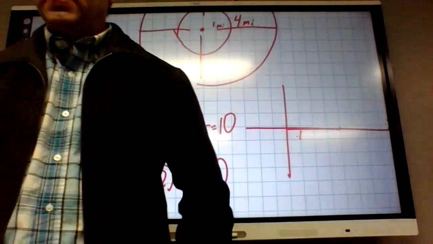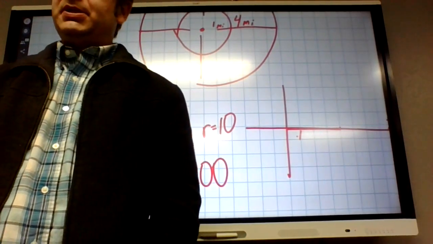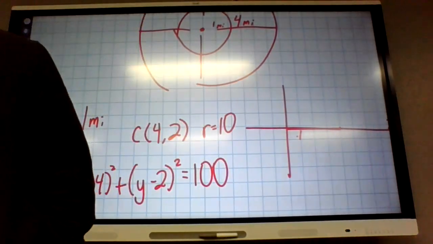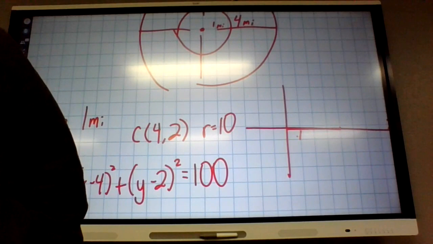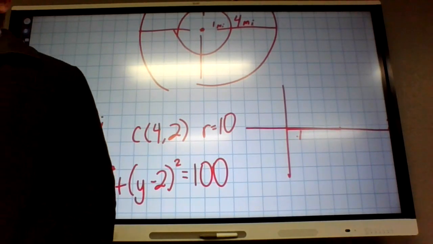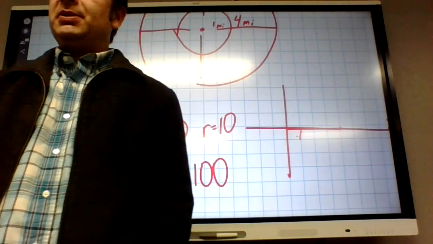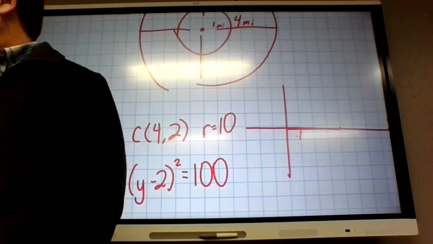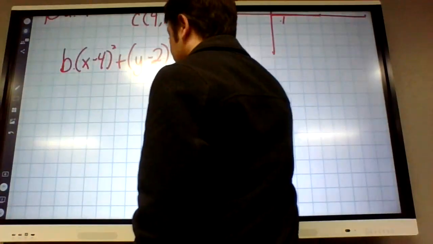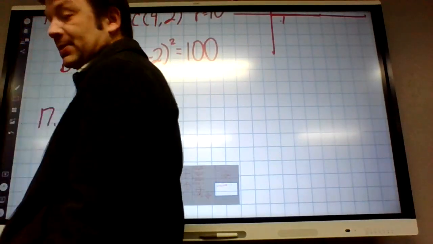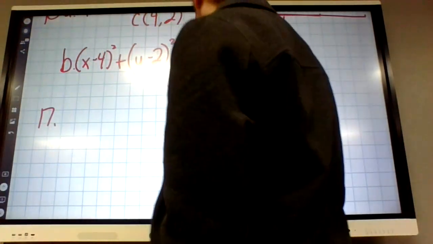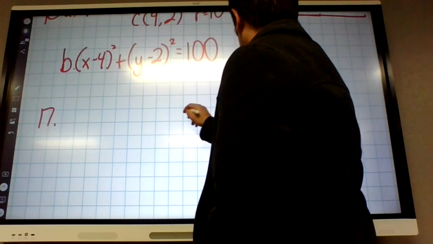Number 17. Okay, so on 17, it's giving us the center of the circle, just like always, but the other thing it's giving us is not the radius, but a point on the circle that they call P. So let me do a little visual here. On 17, it says the center is at 6, negative 4.